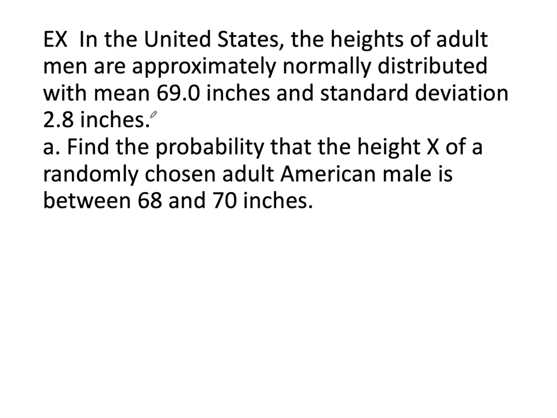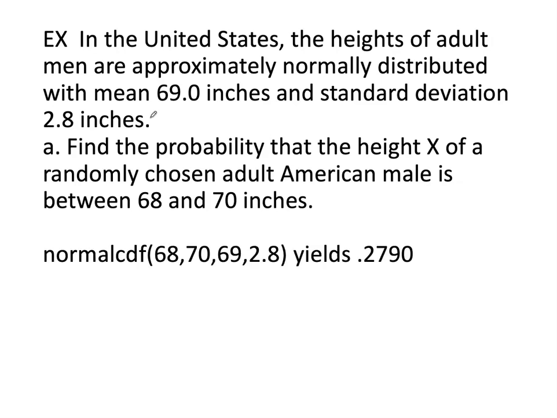For example, in the United States, the heights of adult men are approximately normally distributed with mean 69 inches and standard deviation 2.8 inches. Find the probability that the height x of a randomly chosen adult American male is between 68 and 70 inches. We've seen how to do this.